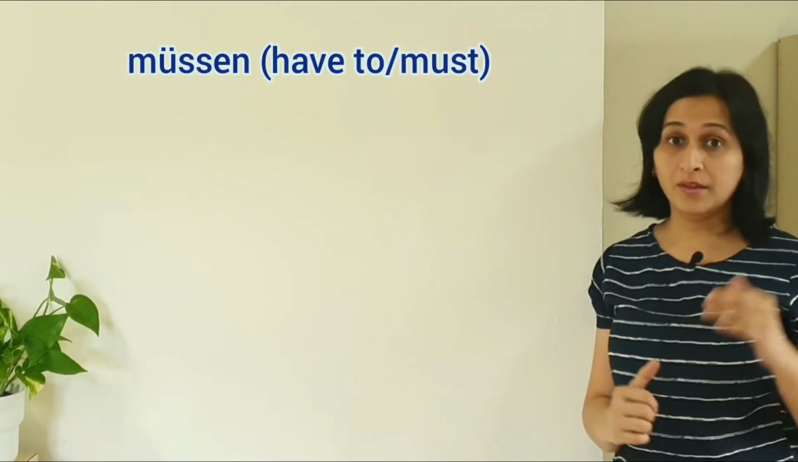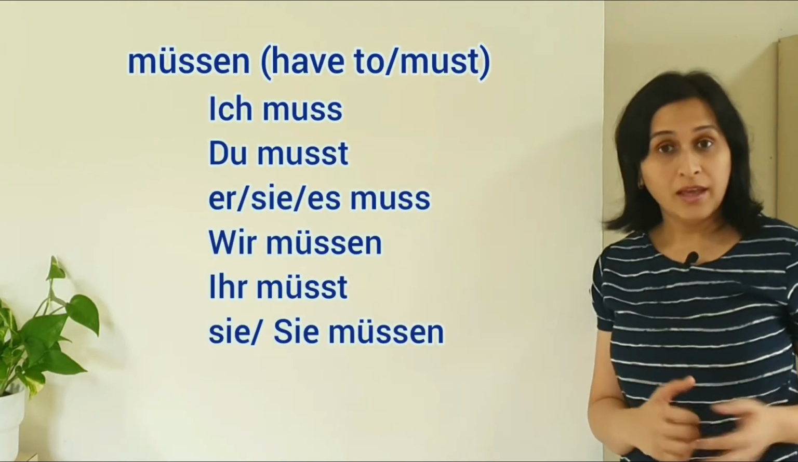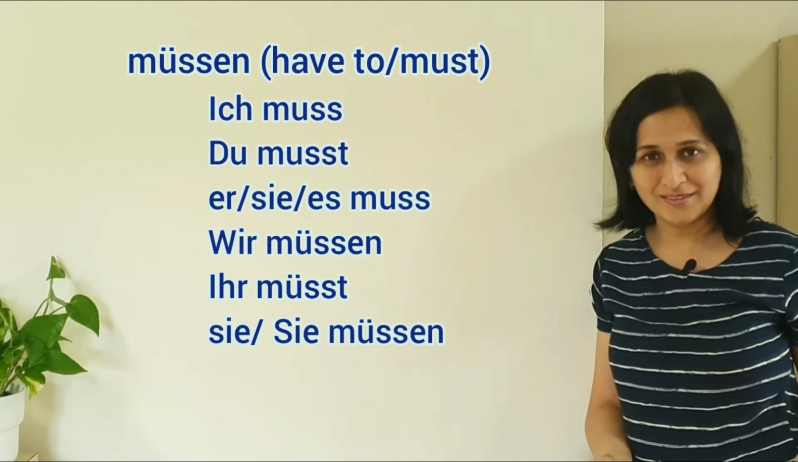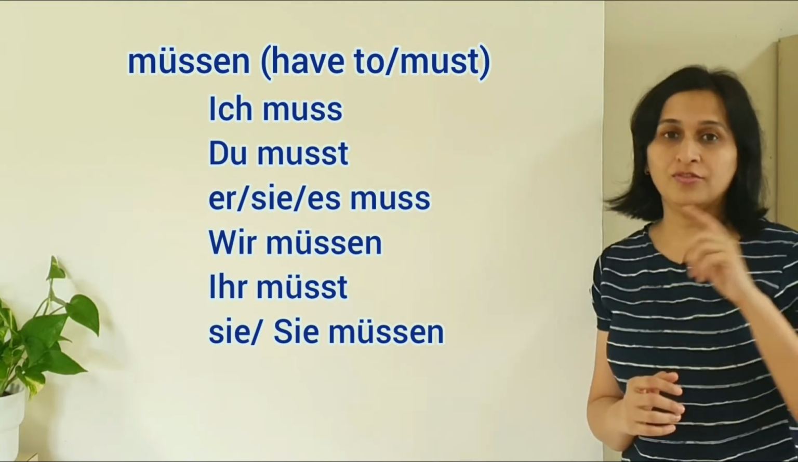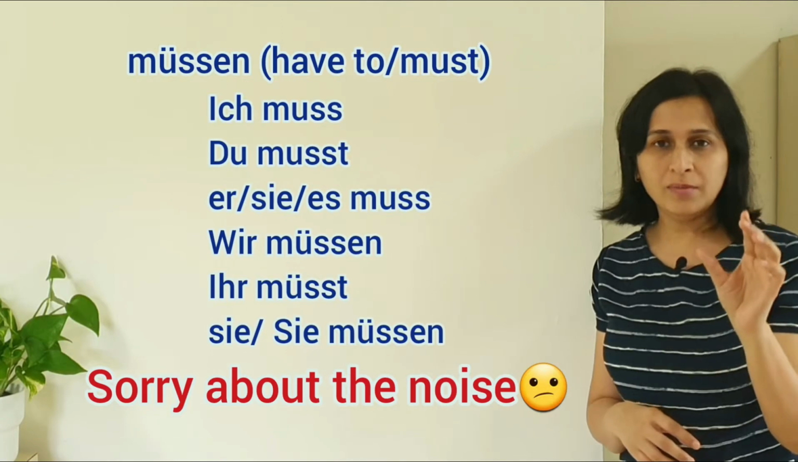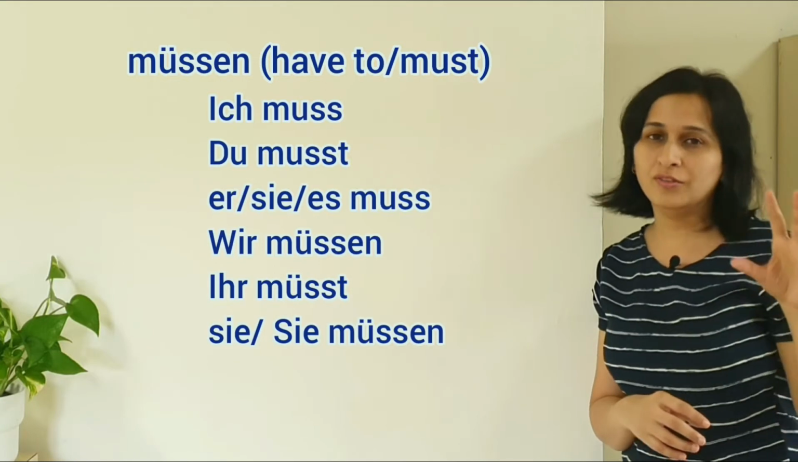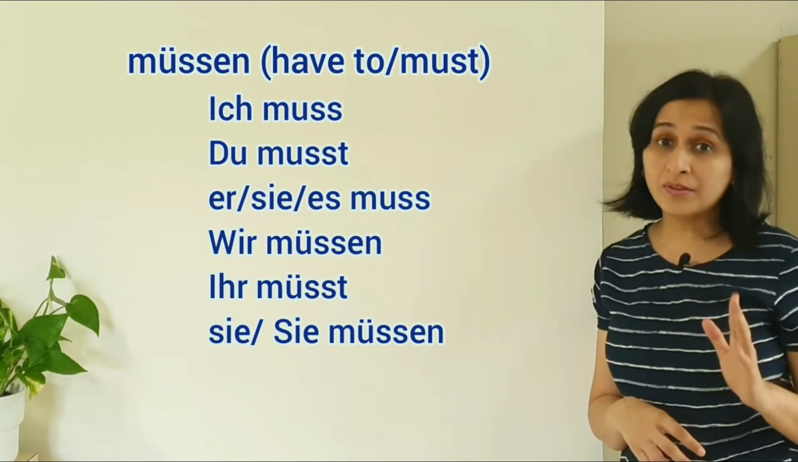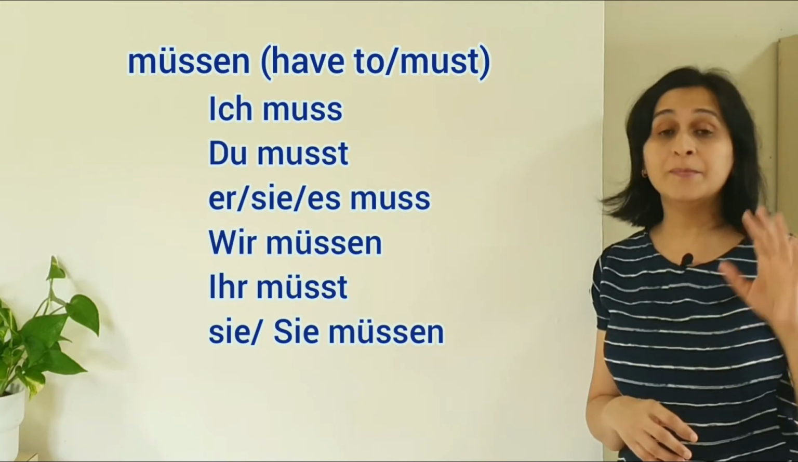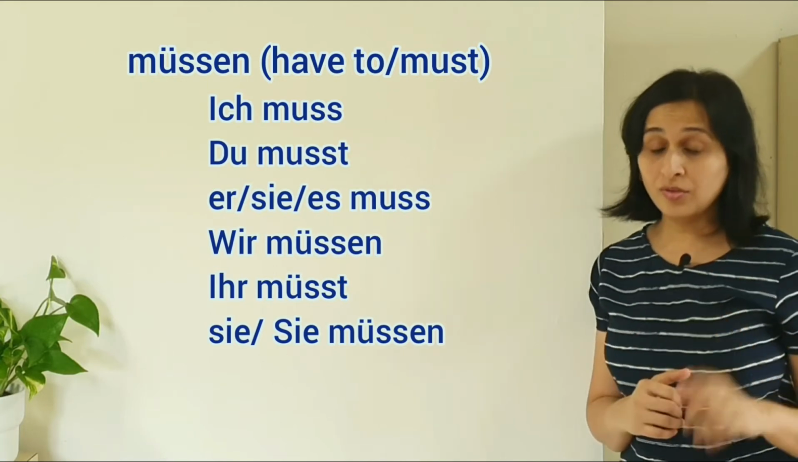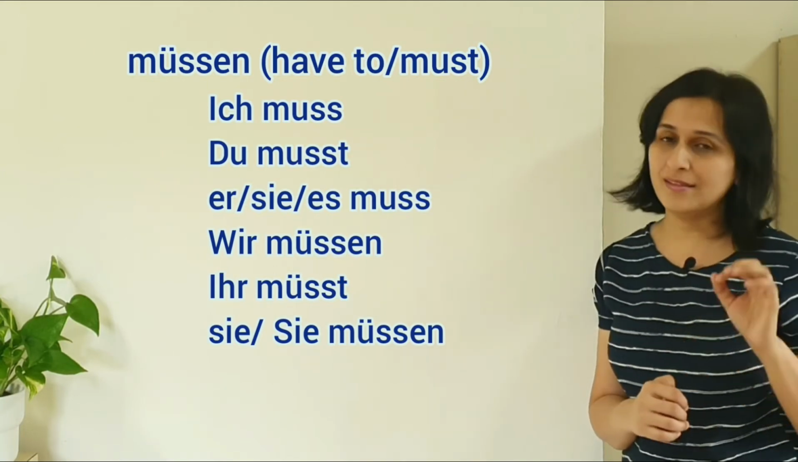Now let's understand the conjugations of modal verbs one by one. First modal verb is müssen. Ich muss, du musst, sie/es muss, wir müssen, ihr müsst, sie müssen. You can see that the conjugations of this modal verb with singular personal pronouns, that is ich, du and sie/es, is slightly different than the normal verb conjugation rules. But the plural personal pronouns, that is wir, ihr, sie and sie, they are following the normal conjugation rules. And also note that conjugation of ich and sie/es is same.